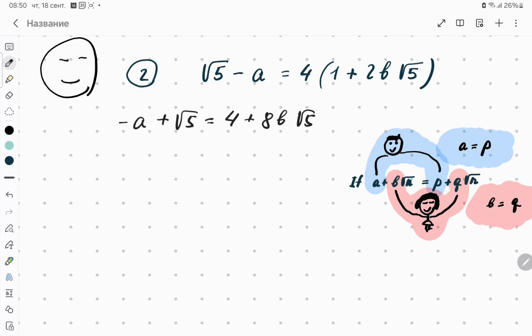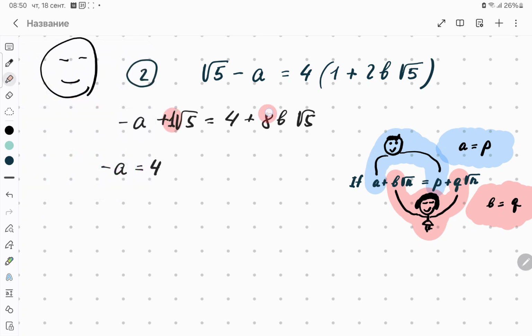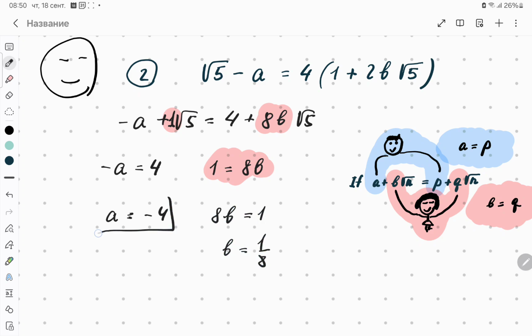Again you see that both sides are equal, and it means that in this case negative a is equal to 4, and 1, this is 1. Just make sure that you are clear that it is 1. If there is no coefficient, it means that it is 1. So 1 is equal to 8b. This is the second equality. Now we can say that a is negative 4 and 8b is equal to 1, and b is equal to 1 over 8. Done. So this is our answer.